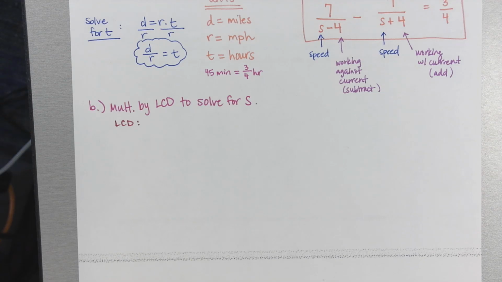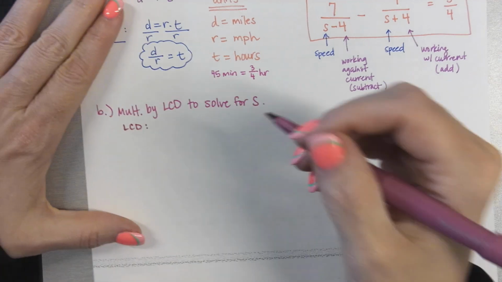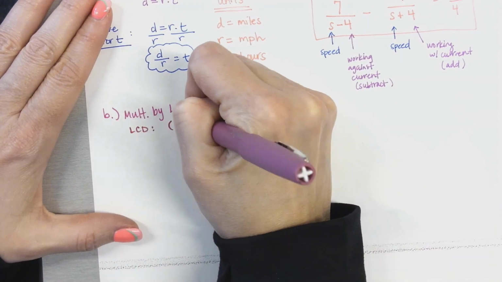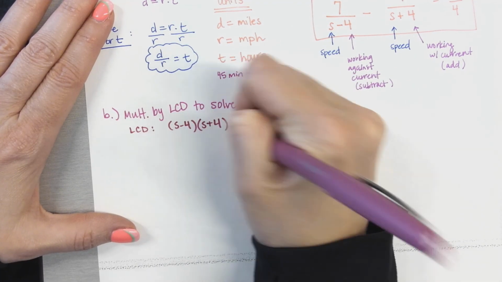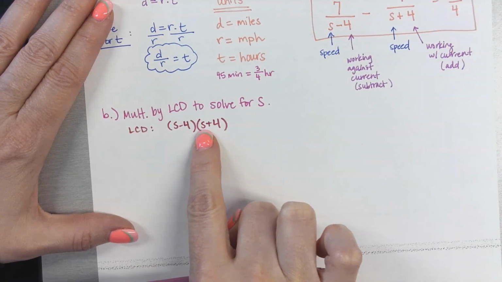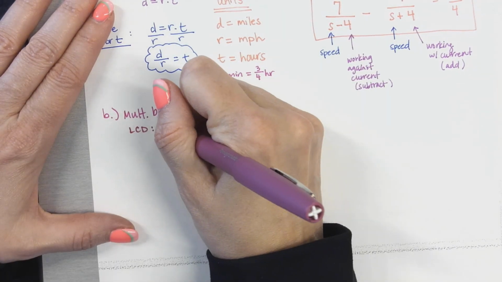Okay, and that's what we're going to end up multiplying by. Okay, if you ever have trouble with the least common denominator, just start with the first denominator, which is s minus 4, so that has to be part of it. Okay, the next one, s plus 4, that has to be part of it. The last one, 4. S plus 4 is not the same thing as 4, so that has to go in front.